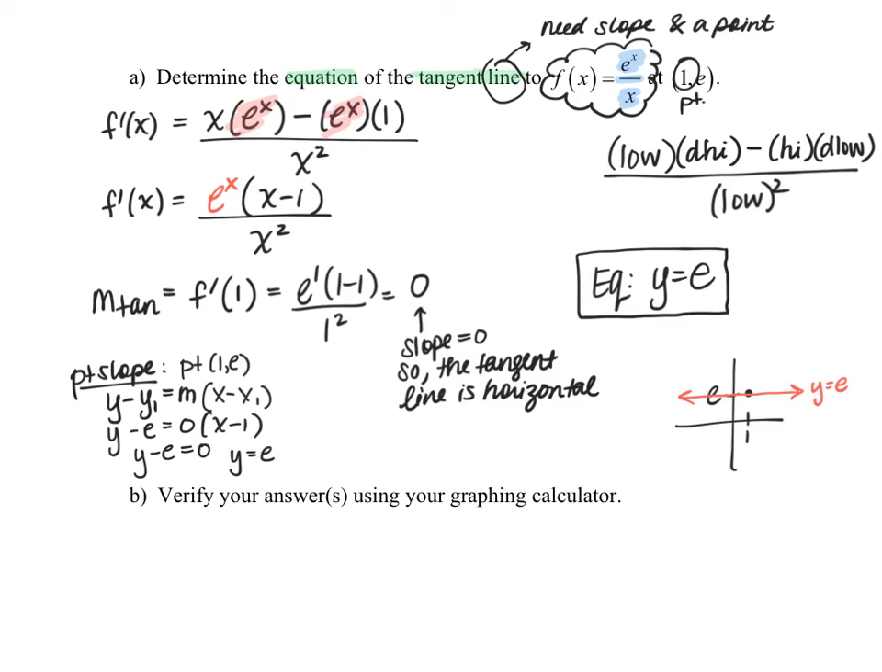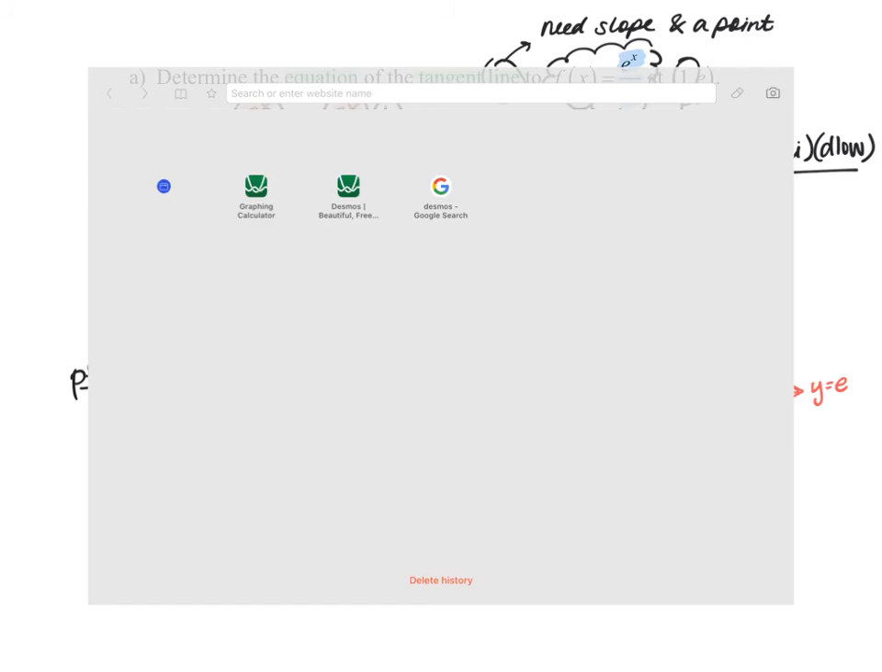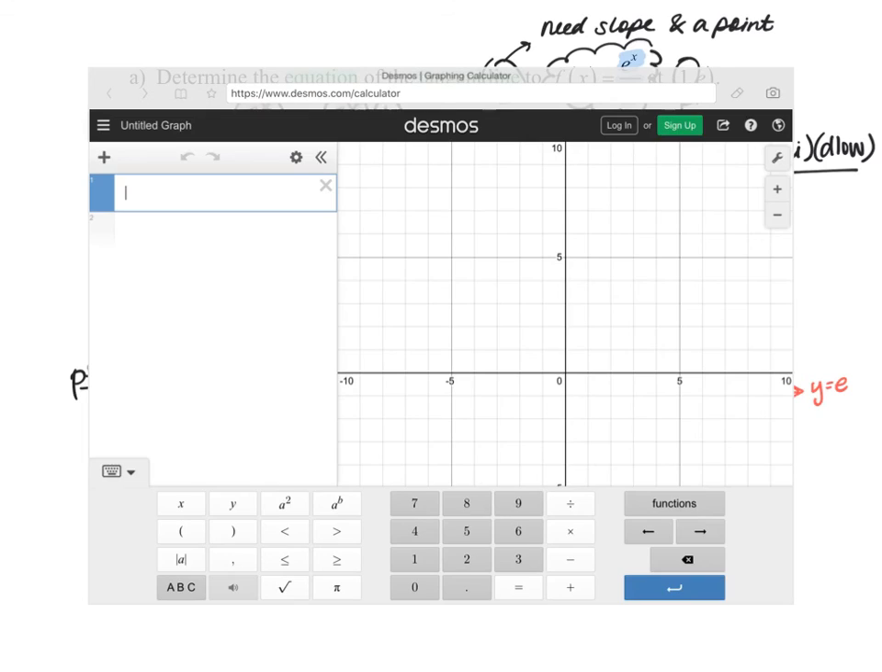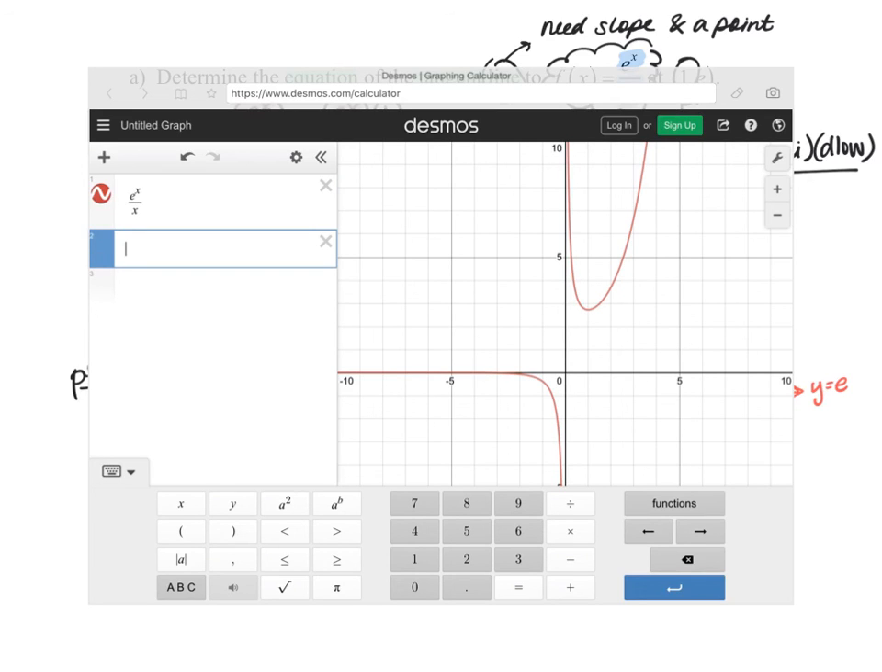Now I want you to grab out your graphing calculator, and I'm actually going to do this in Desmos rather than using my graphing calculator because it's easier to pull that up and show you all. So go ahead and graph the function. Again, our function was e to the x divided by x. So here's our function. And if we think that the tangent line is going to have a slope of 0, and that line would be y equals e, then let's go ahead and graph the horizontal line y equals e here.